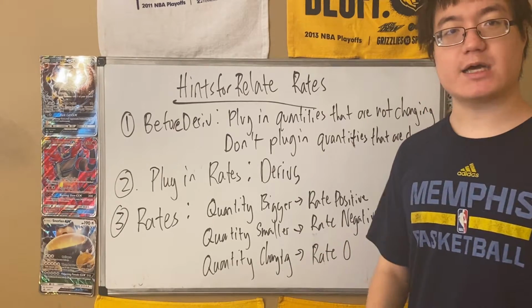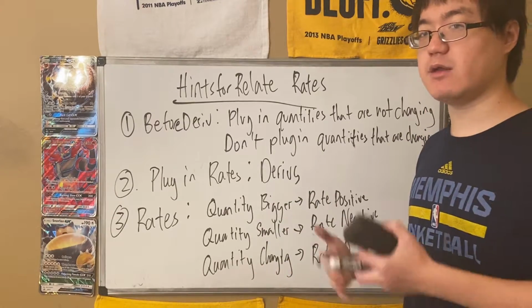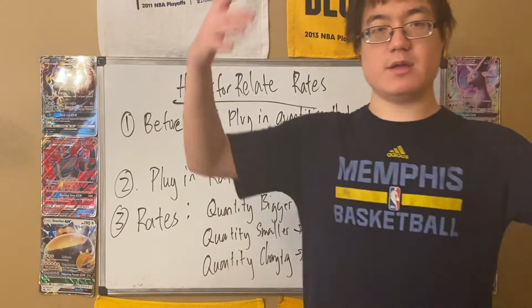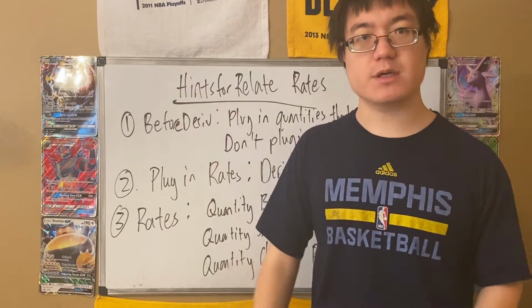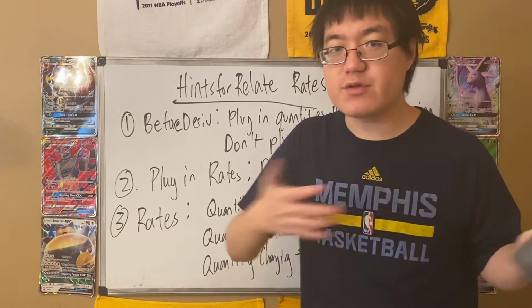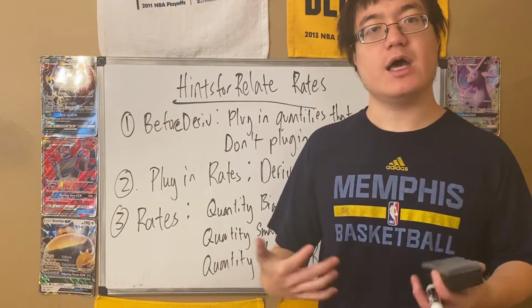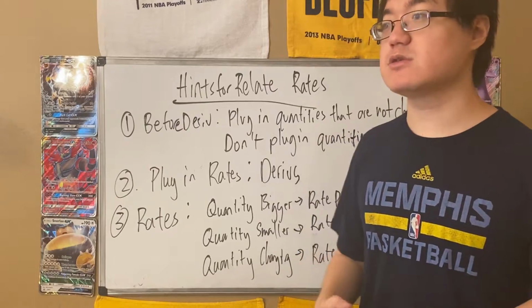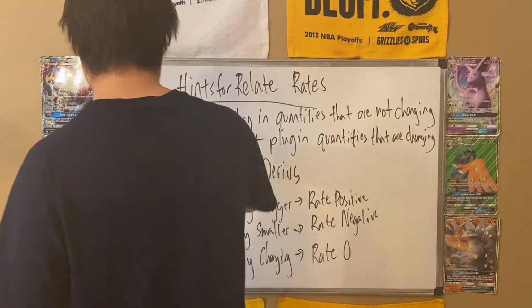So let's try to do some actual examples now that we have steps and hints. Remember that it's going to be find a function, potentially drawing a picture. We're going to take the derivative. Everything needs to be implicitly differentiated. And then finally, we're going to start plugging in stuff. So let's do the first example.